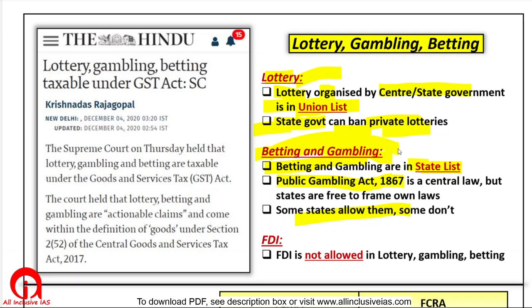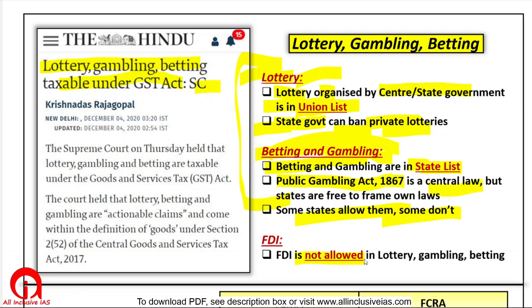UPSC will give some extreme statement, right? So don't fall for any extreme statement. All three are legal and it depends from state to state also. See here, Supreme Court has said that lottery, gambling and betting are taxable under GST. Okay, so these are not illegal activities per se. State government can make them illegal by enacting a law.